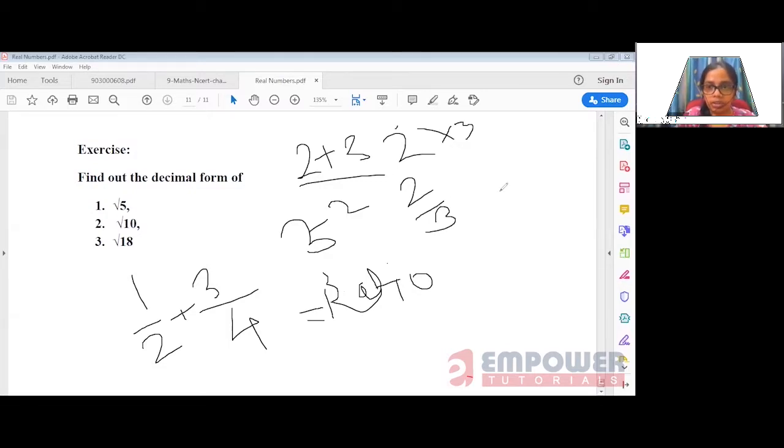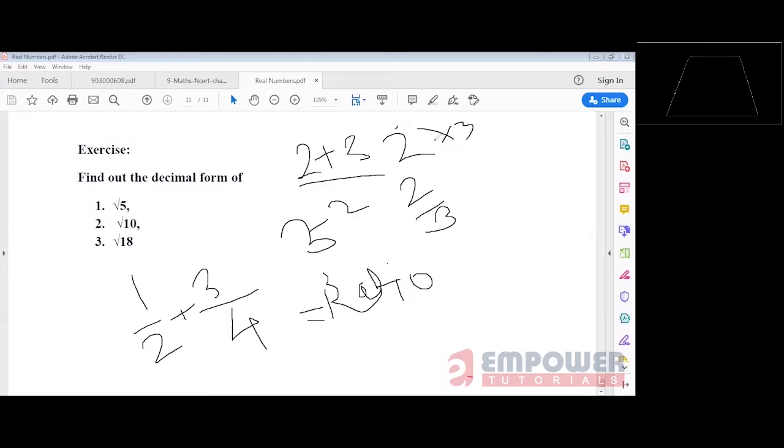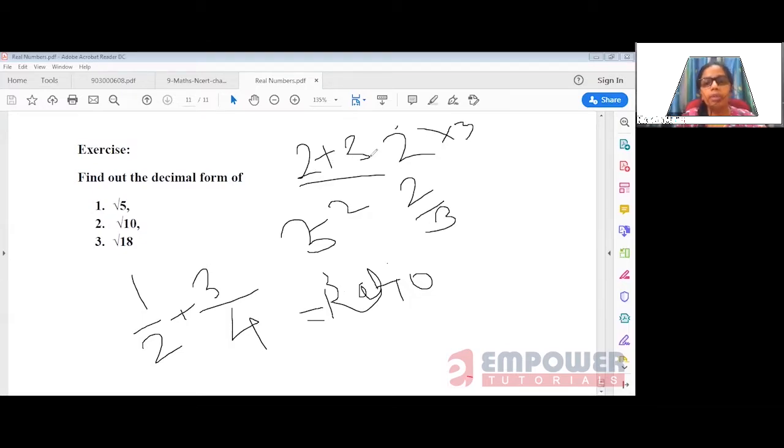Yes or no? It will be a rational number. 2 plus 3 will be 5, 2 into 3 will be 6, 3 minus 2 will be 1, 2 by 3 will be 0.66, again a rational number in non-terminating recurring form. So when I do operations on two, three or four rational numbers, I will get the answer in rational number form. But what about irrational numbers?